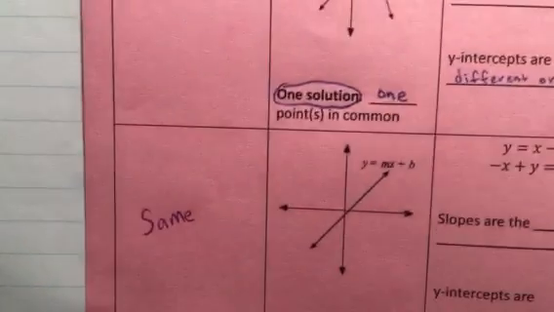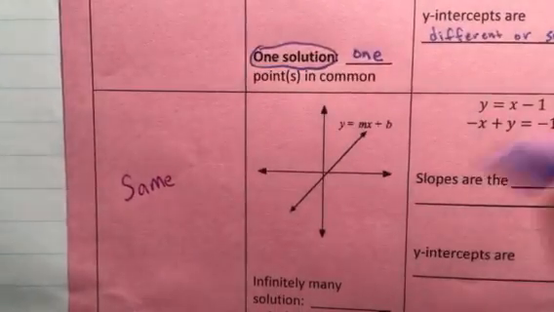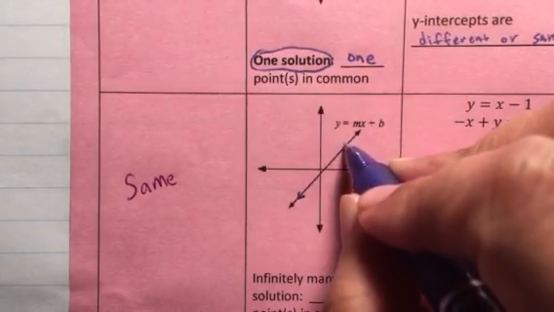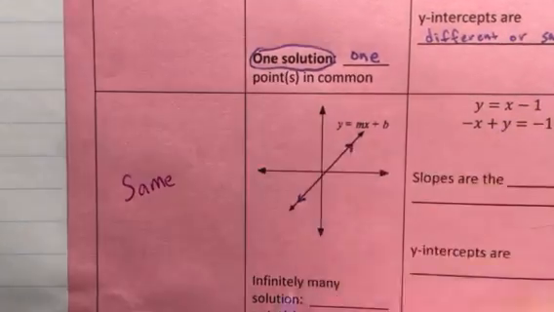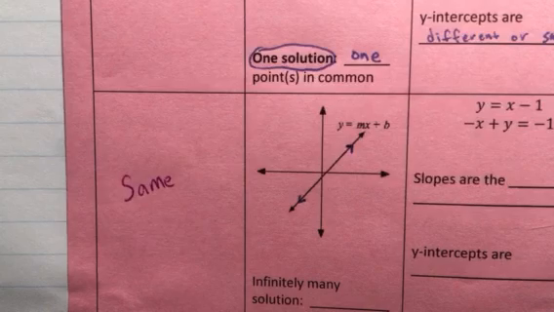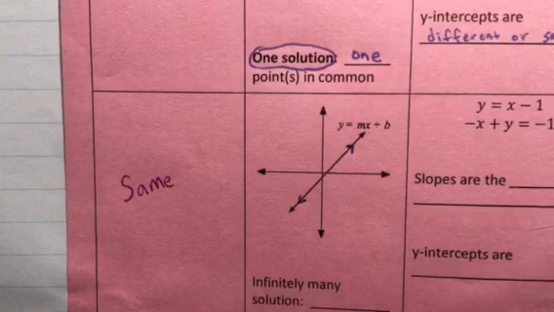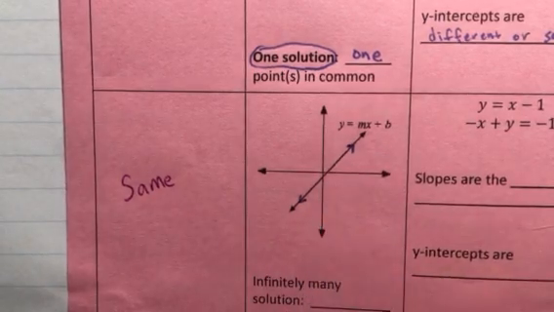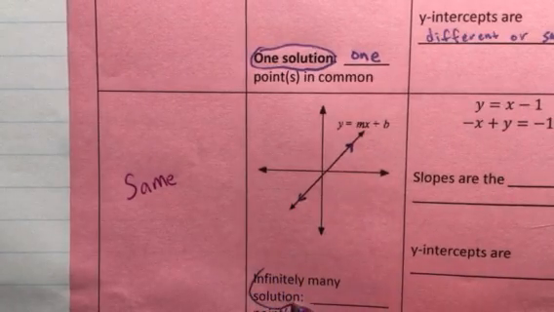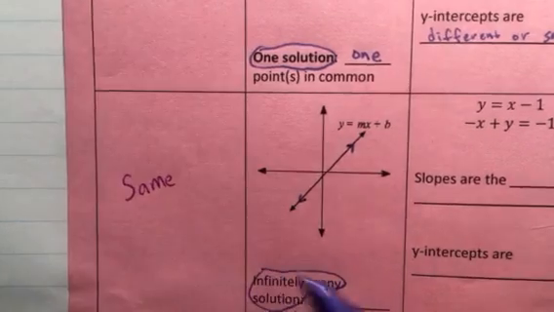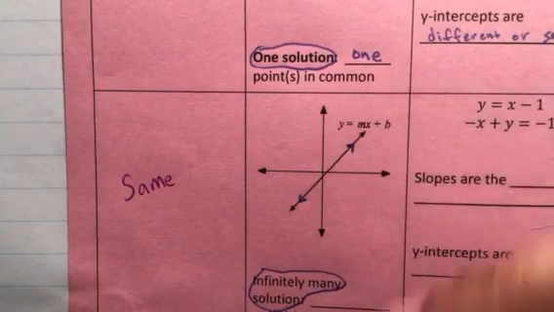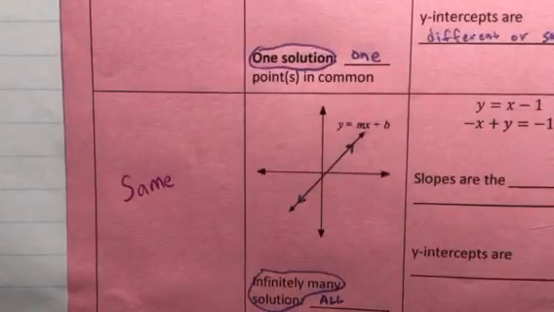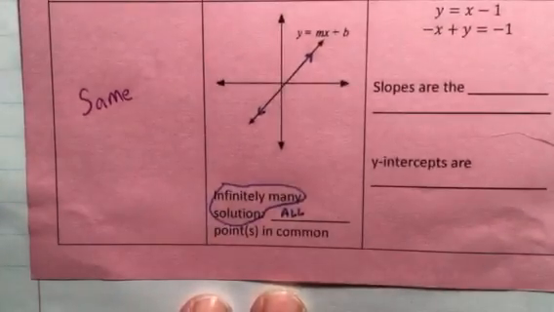Okay, last one. There is actually a second line on here. I know you can't tell, but there is a second line, so I'm putting two arrows there so you can see that there are two different lines. Here you have the same line, two lines that are the same, and these are called infinitely many solutions. They have all points in common, every single point you can think of.